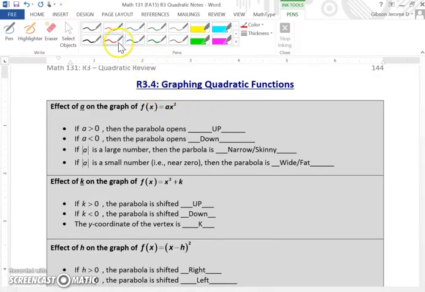Hello class, we're about to start section R3.4, graphing quadratic functions. So we have the effect of a on the graph of f of x equals a x squared.